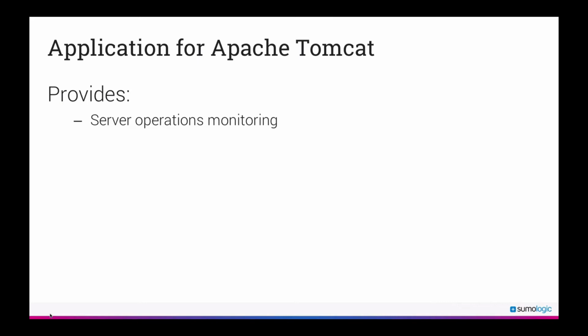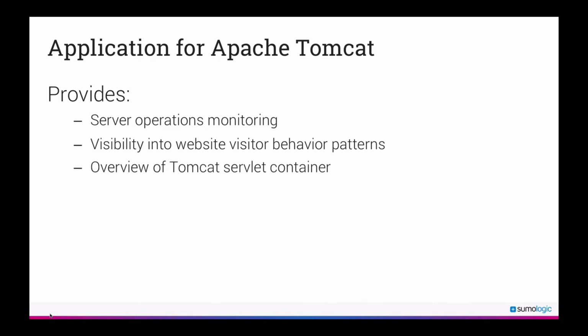So first, we were able to do server operations monitoring. We can look at website visitor behavior patterns. So this is very similar to what we've done for the other Apache platforms. You can look at the overview of the Tomcat servlet container. So this is now some of the kind of app level information that you can see now, as well as things like garbage collection, which is an important thing to be able to see on Tomcat.